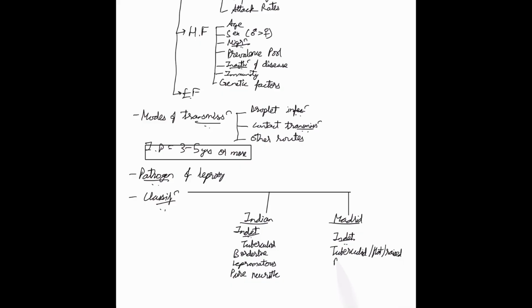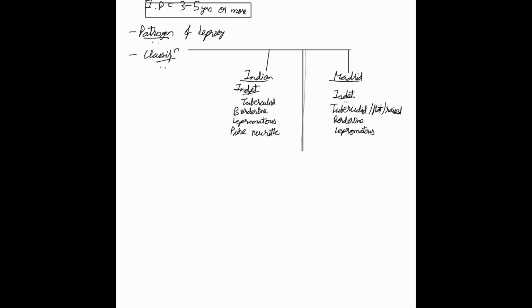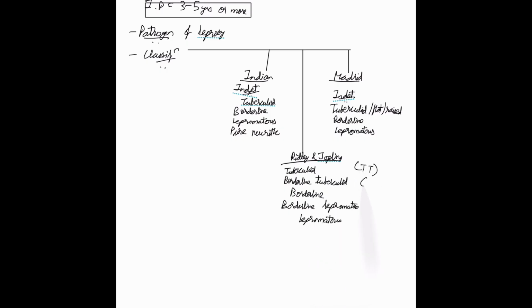According to the Madrid classification, we have indeterminate, tuberculoid or flat or raised, borderline, and lepromatous leprosy. According to the Ridley and Jopling classification, we have tuberculoid, borderline tuberculoid, borderline borderline, borderline lepromatous, and lepromatous leprosy. Each of them are abbreviated as follows: TT, BT, BB, BL, and LL.